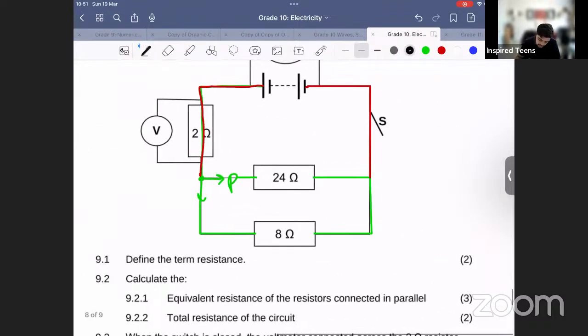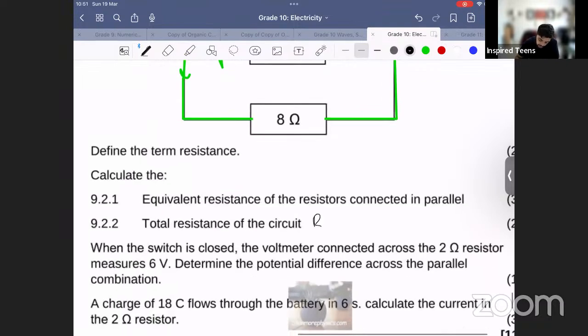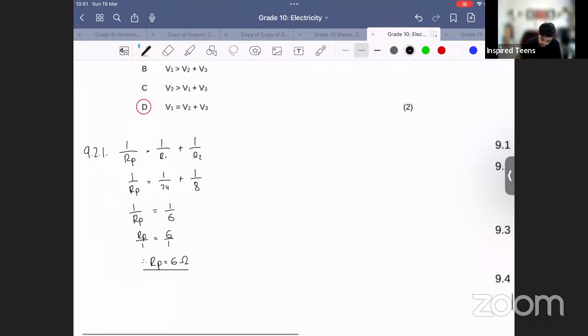Calculate the total resistance of the circuit, just to remember that R total is equal to R parallel plus R series. Okay, so R total is equal to R parallel plus R series. 9.2.2. R total is equal to R parallel plus R series. Now, R parallel we calculated. R parallel is equal to 6 ohms.